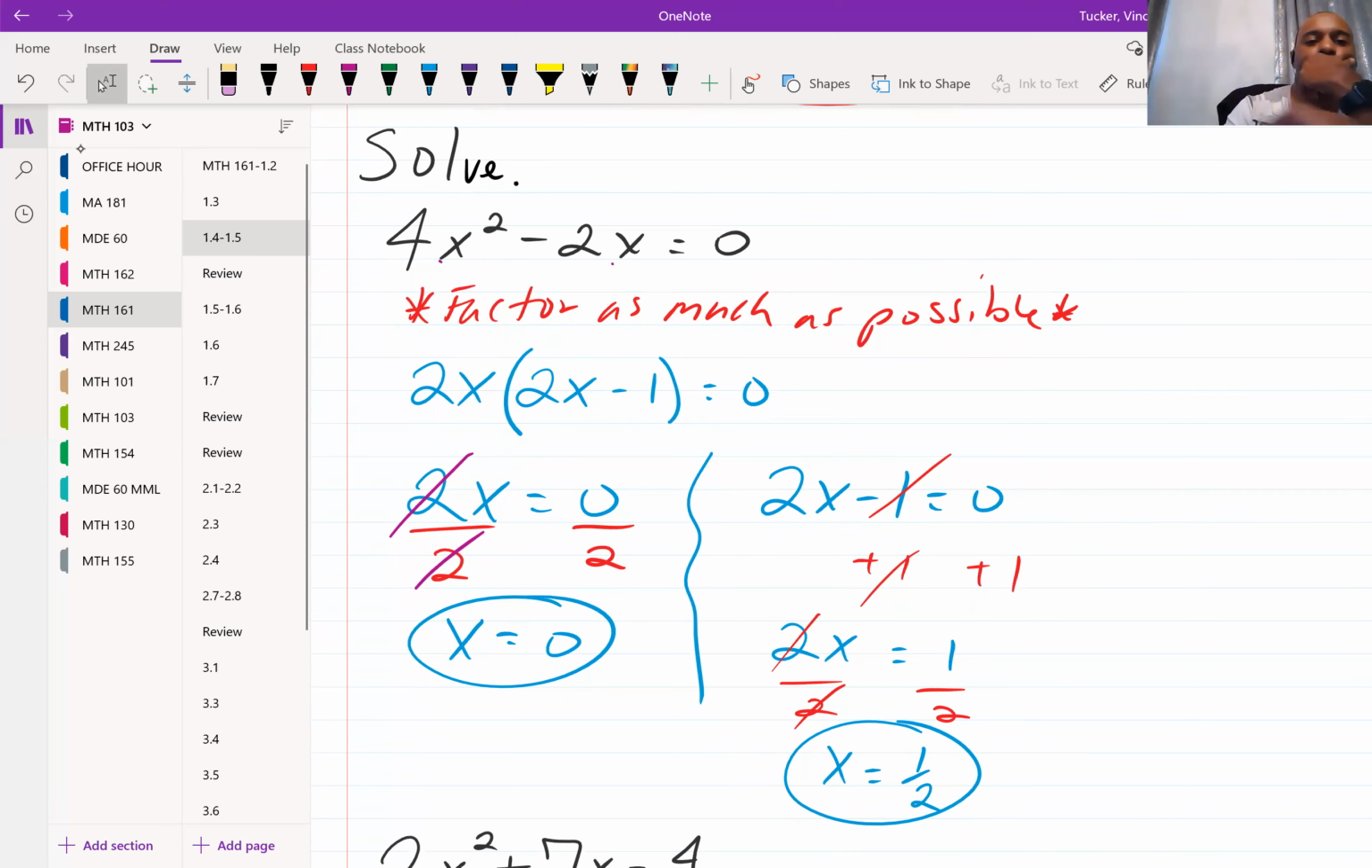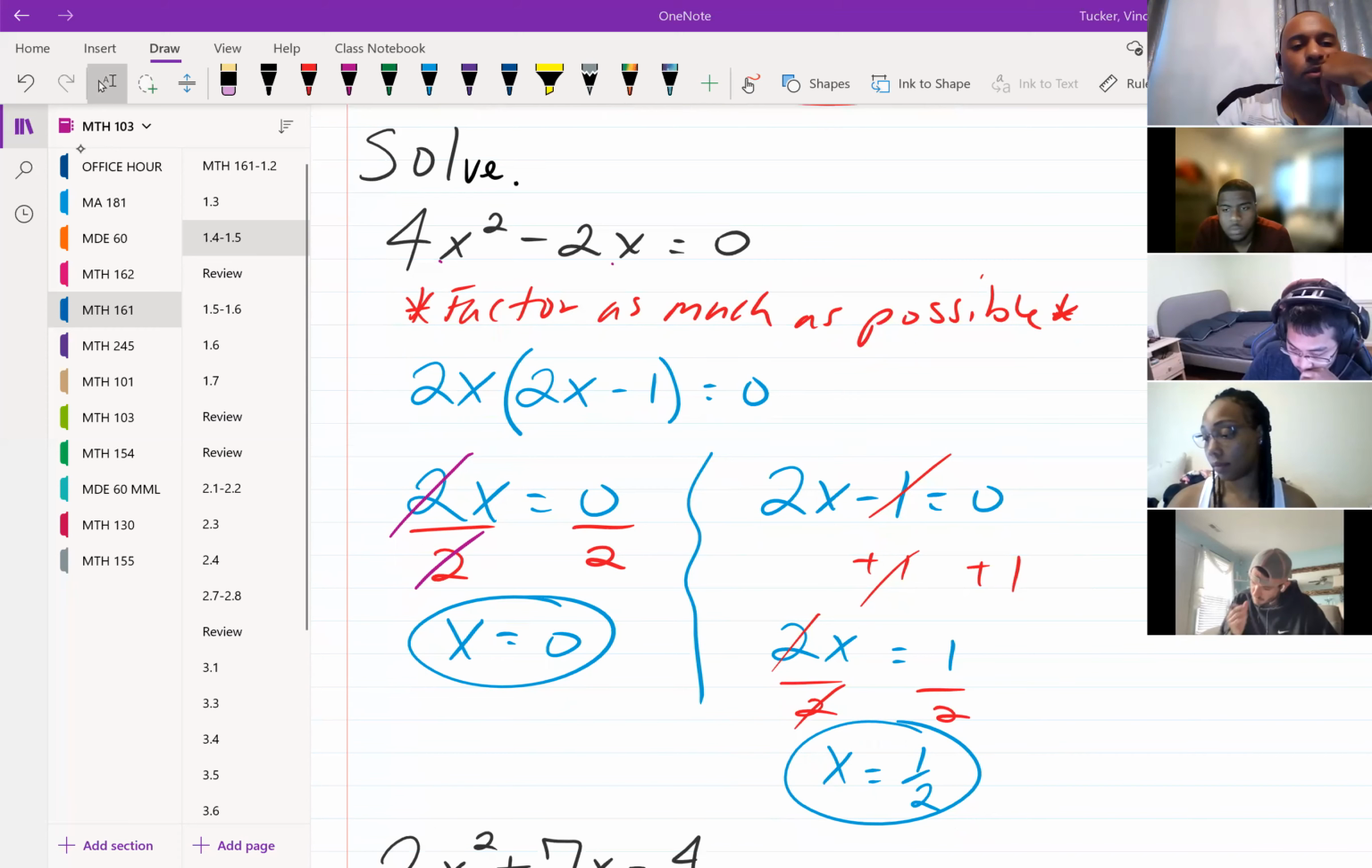All right, problems with those two solutions.